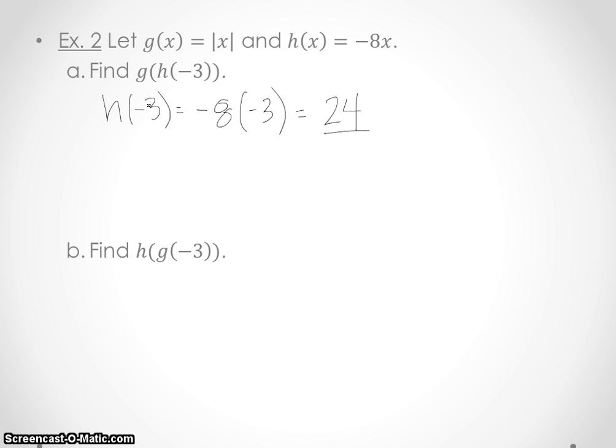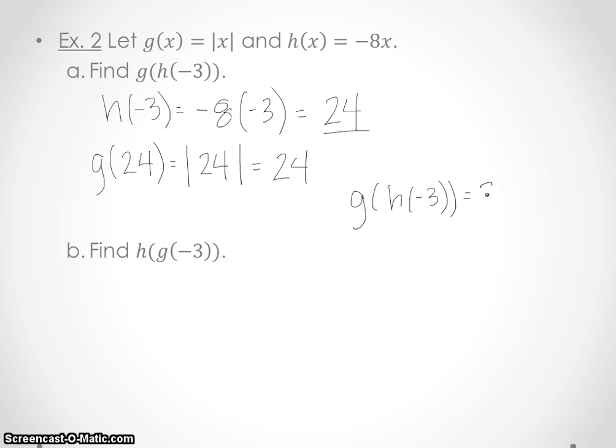So now that I know that h of -3 is 24, I'm going to take that 24 and then plug it into g of x. So g of 24 is going to be the absolute value of 24, which is just 24, which, if you remember, was the exact same answer we had last time. So we know g of h of -3 is 24.